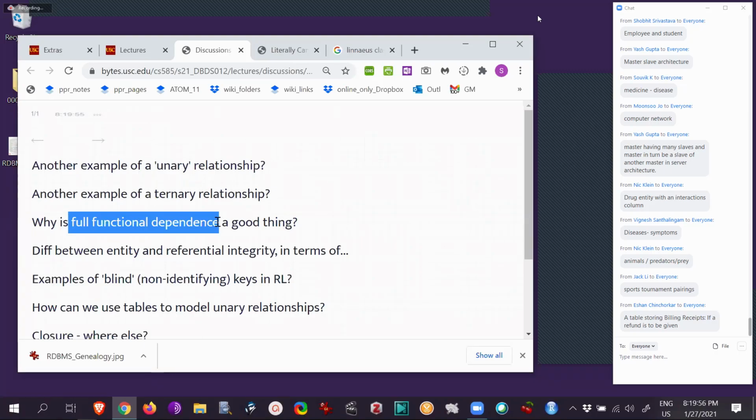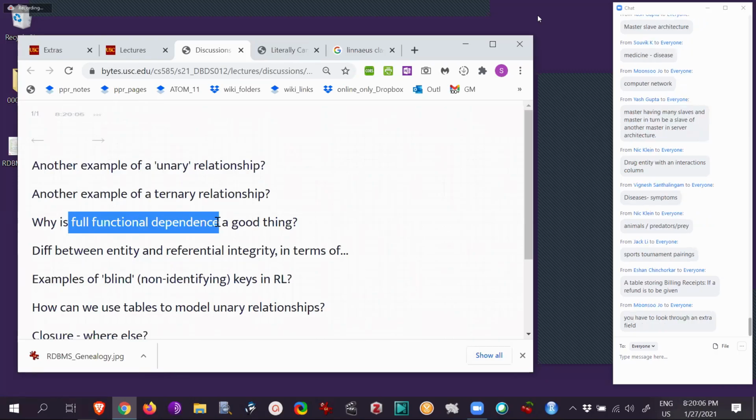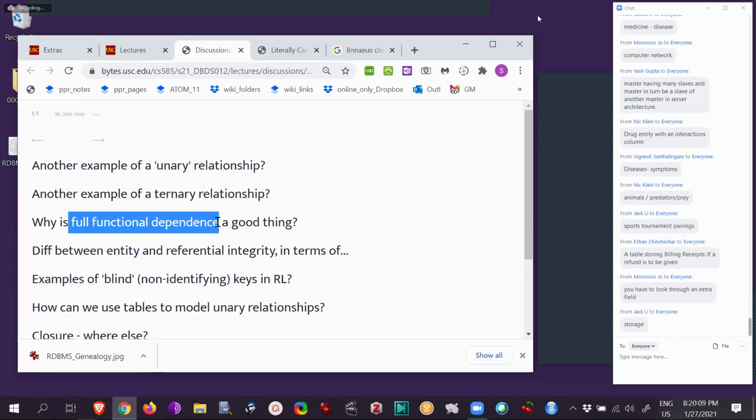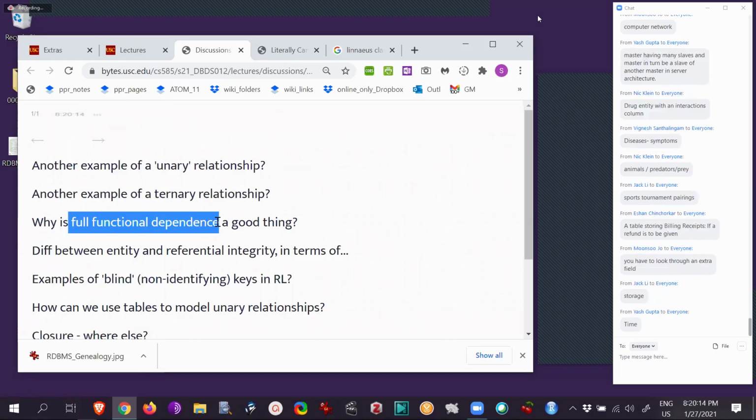Why is that a bad thing to have a situation like that? In other words, why is full functional a good idea? Why is partial functional, where I don't need all the values, only some of the values, smelly to you? You have to look through an extra field. That's one way to answer it. That is another way to answer it. But think about the extra field itself. Time is the third way to answer it.